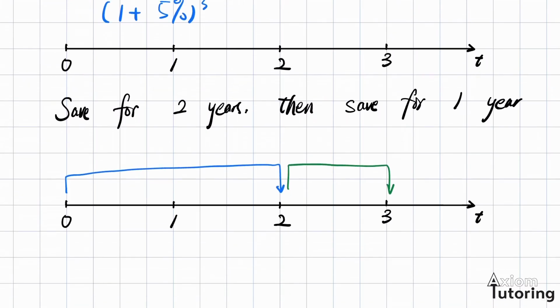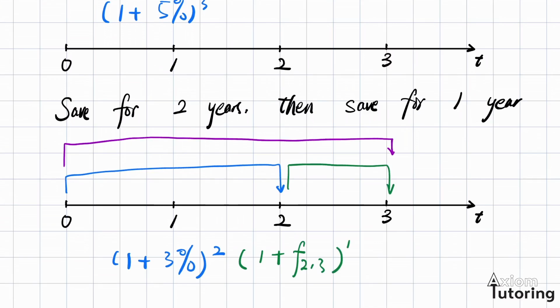Okay, so we would have (1 + 3%)^2. So that's the first 2 years that I'll be saving. And then the commitment I have made here today, from year 2 to year 3, we can call it the forward rate from year 2 to year 3. Since it's only 1 year, we only have to the power of 1. It should yield the same result if we save from the beginning to the end. Okay, so 3 years straight. So that will give us the same result of (1 + 5%)^3.